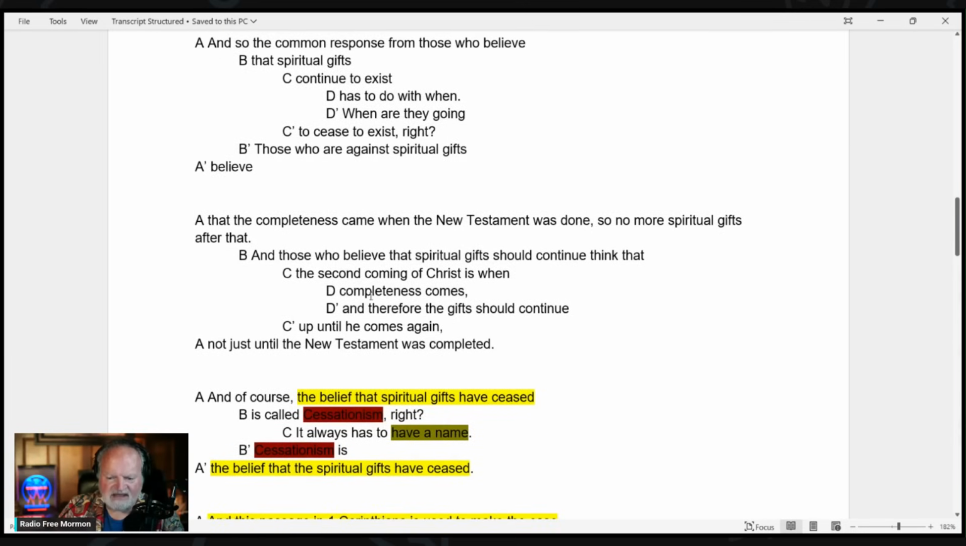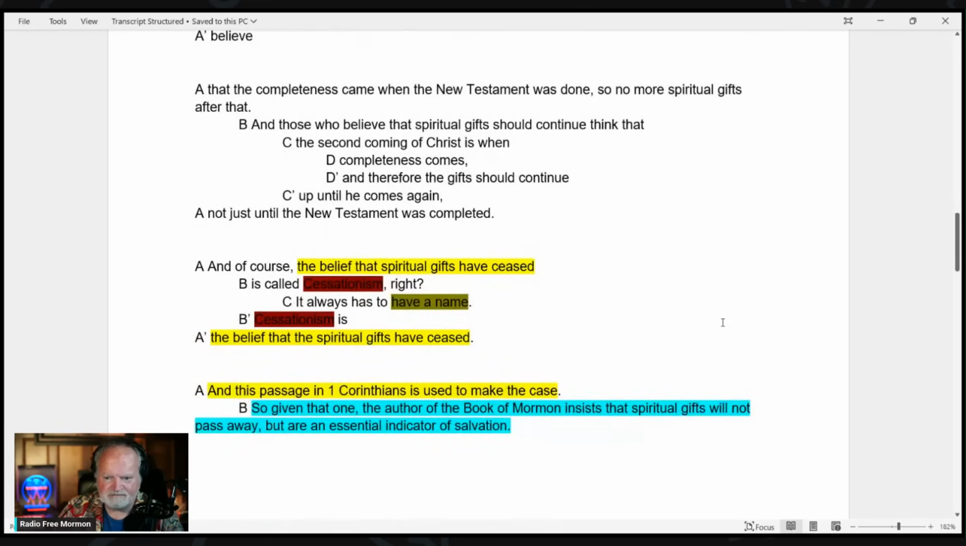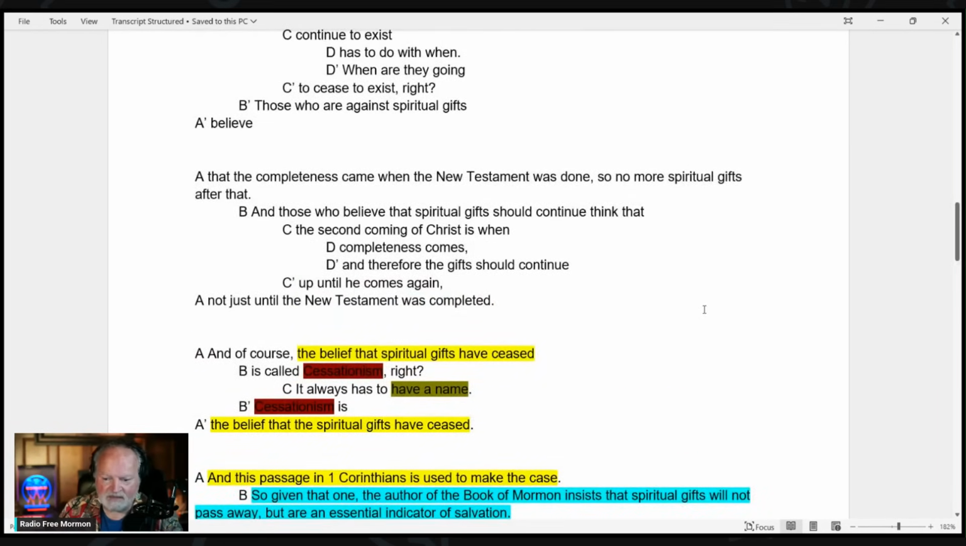And you'll also notice that that D in the middle of this, D, completeness comes, and the sub D, and therefore the gift should continue, is not an exact match either. If you look at the apologists and the stuff they do with the Book of Mormon, you'll find that all over the place. Here's another chiasm, which is led into right after this one.